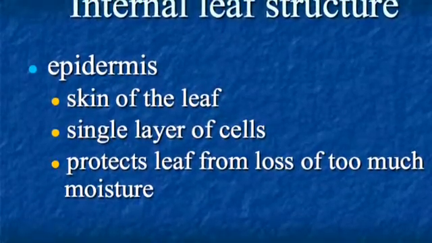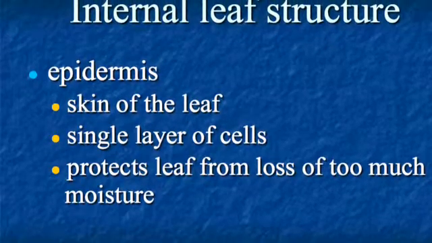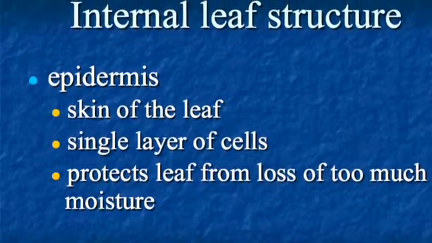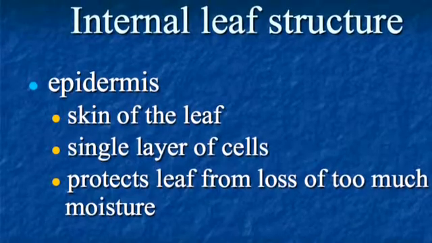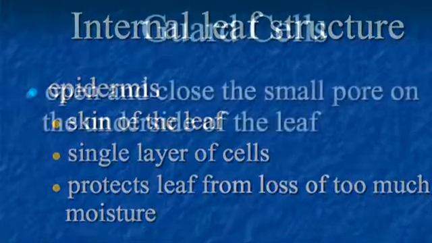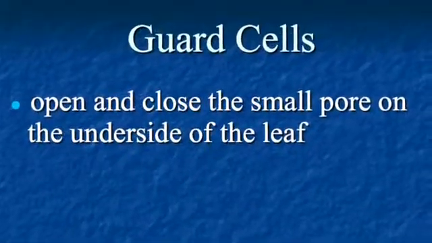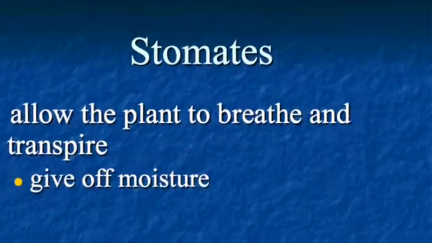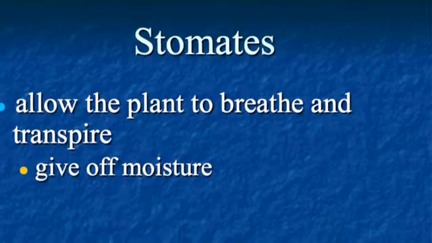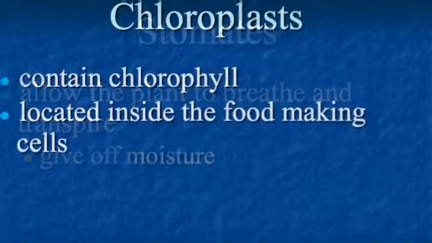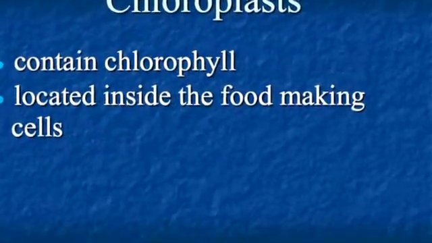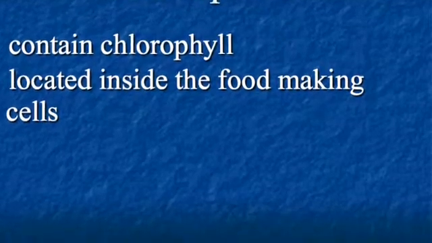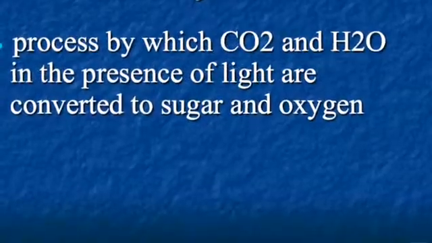The internal leaf structure includes the epidermis, which is the skin of the leaf. It's a single layer of cells, so it's really thin, and it protects the leaf from the loss of too much moisture. We have guard cells that open and close a small pore on the underside of the leaf. We have stomates, which allow the plant to breathe and transpire. They give off moisture. We have chloroplasts, which contain chlorophyll, and they're located inside the food-making cells.